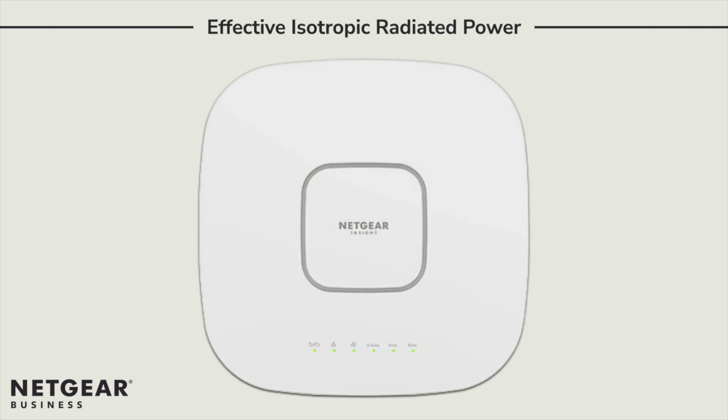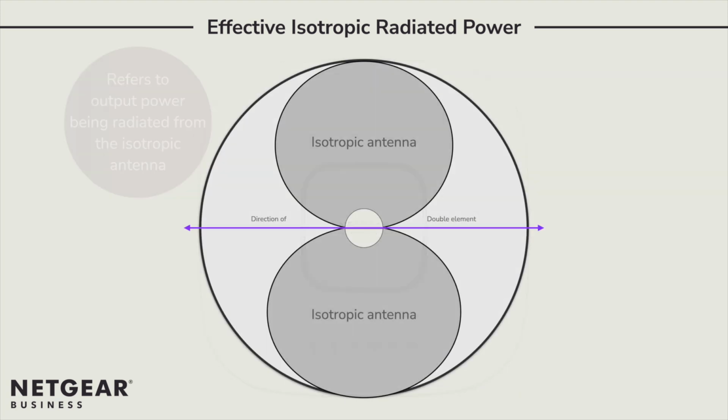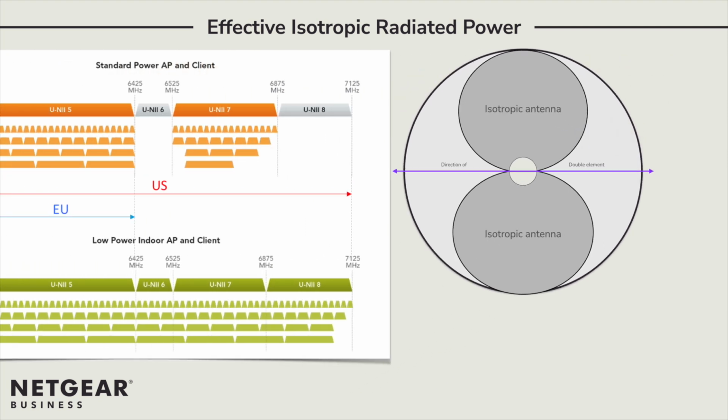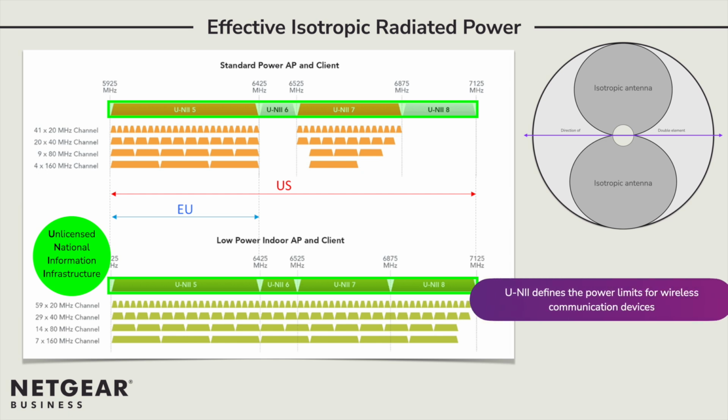EIRP, or effective isotropic radiated power, is how we refer to the output power being radiated from the isotropic antenna contained within a Wi-Fi access point. And we measure this power in dBm, as we mentioned earlier in the module. U-NII or uniband numbers refer to the unlicensed National Information Infrastructure radio bands, which define the power limits for, amongst other things, wireless communication devices sharing IEEE standards.